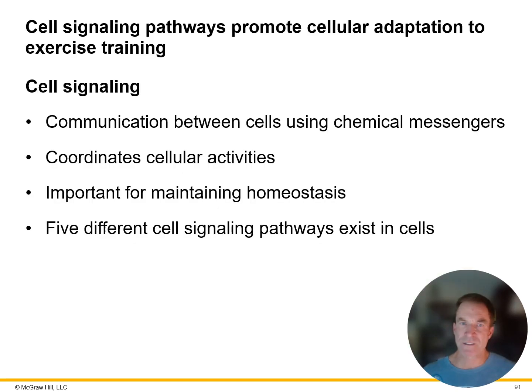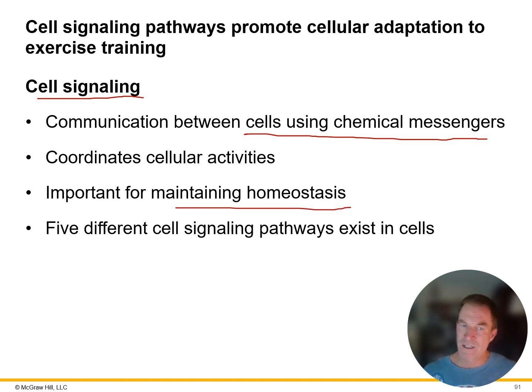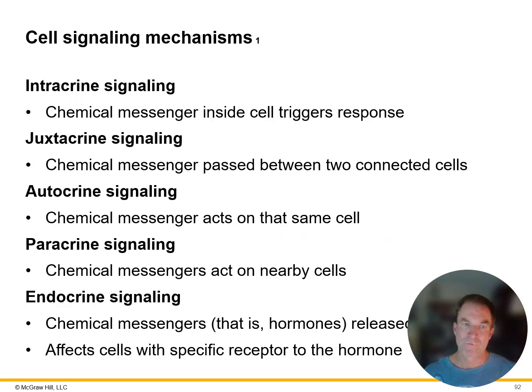Okay, cell signaling pathways promote cellular adaptation. Cell signaling. What do we call those things again? Cytokines. Communication between cells with chemical messengers. Again, it's maintaining homeostasis, and the cell signaling pathways exist in cells. We're learning a lot about these different mechanisms, even between, say, the brain and the immune system, between the gut and the brain and the immune system, and all that kind of thing.